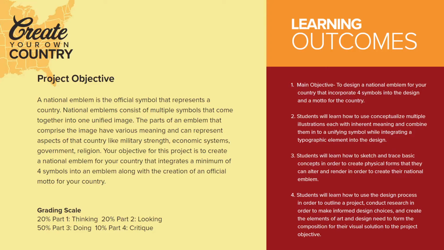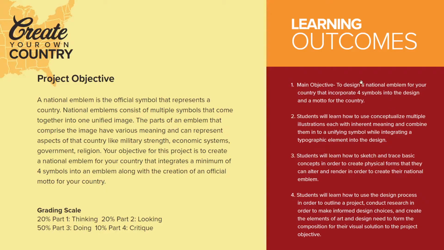Your objective for this project is to create a national emblem for your country that integrates a minimum of 4 different symbols into an emblem along with the creation of an official motto for your country that you will integrate into the emblem also. So like other projects, you can see the grading scale for this project. Part 1, the thinking aspect is 20% of your grade. Part 2, the looking aspect is 20%. Part 3, the actual creation, the doing part is 50%. And then part 4 is 10% of your grade.